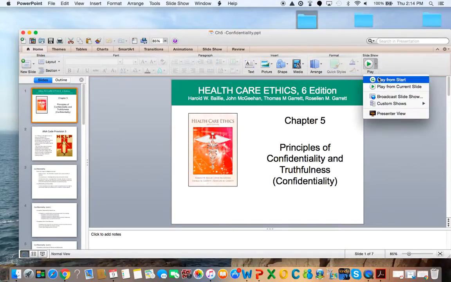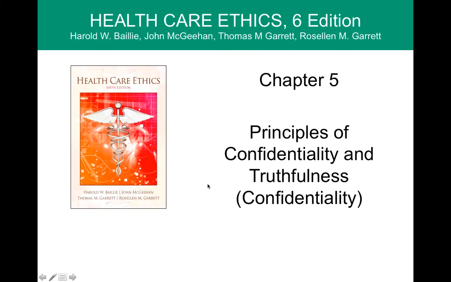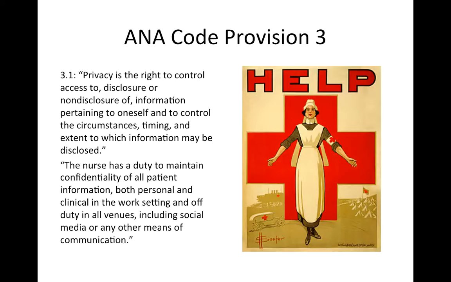In our second lecture here on truthfulness, we're going to deal with principles of confidentiality. We want to first start by making a clear connection in the Nursing Code of Ethics in Provision 3. First, privacy is defined as the right to control access to, disclosure or non-disclosure of, and information pertaining to oneself, and to control the circumstances, timing, and extent to which information may be disclosed.